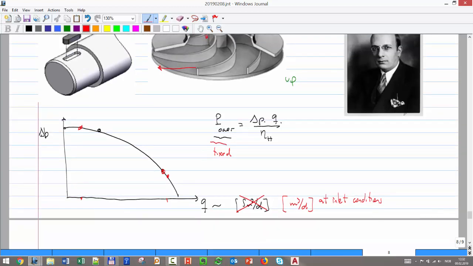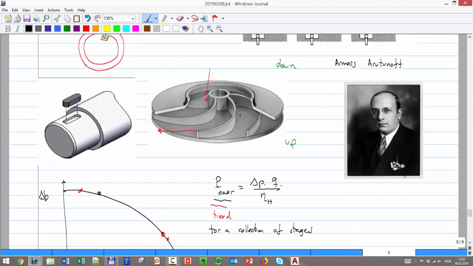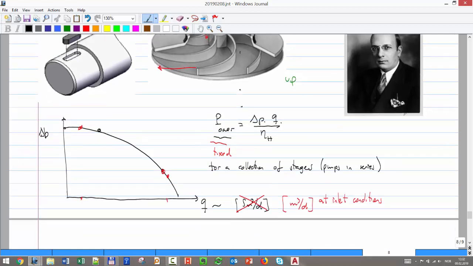Okay, and remember, this curve is for a collection of stages. That means I have one after the other after the other. I have many of them in series. Okay, pumps in series.